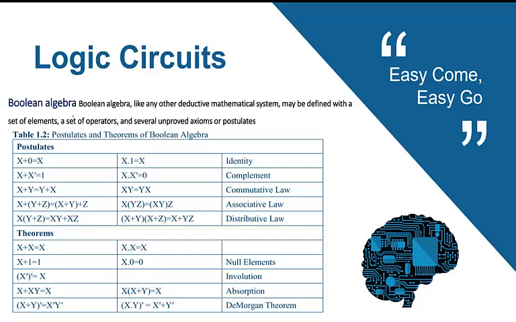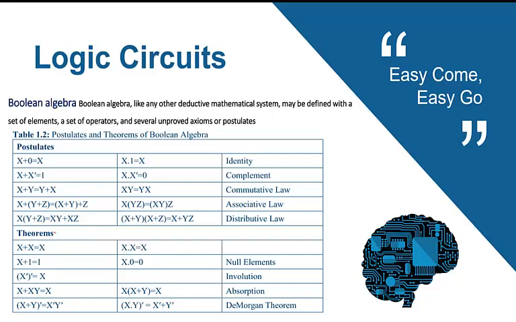So there is something called Boolean algebra, like any other deductive method for a mathematical system. So we have here some postulates and theorems of Boolean algebra. For example, if I have x plus 0, it will give me x. If I have x dot 1, x and 1, we will get x, and this is called identity. And so on. If we have x or x prime, it means that I will get 1. If I have x and x prime, I will get 0, and this is the postulate of complement, and so on.